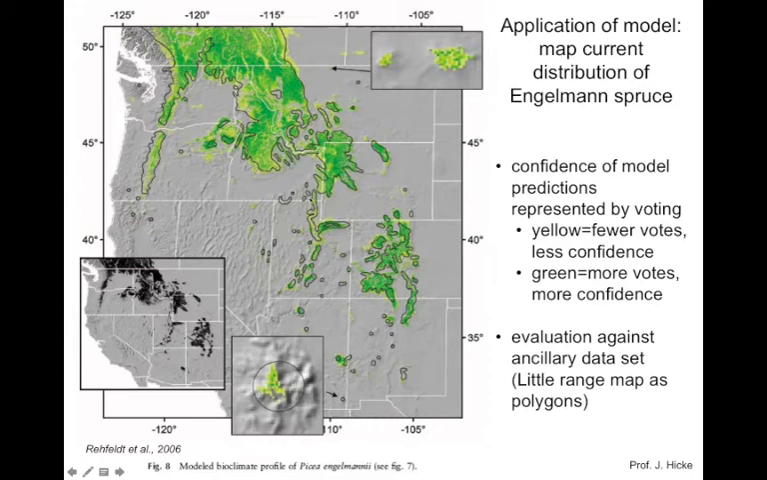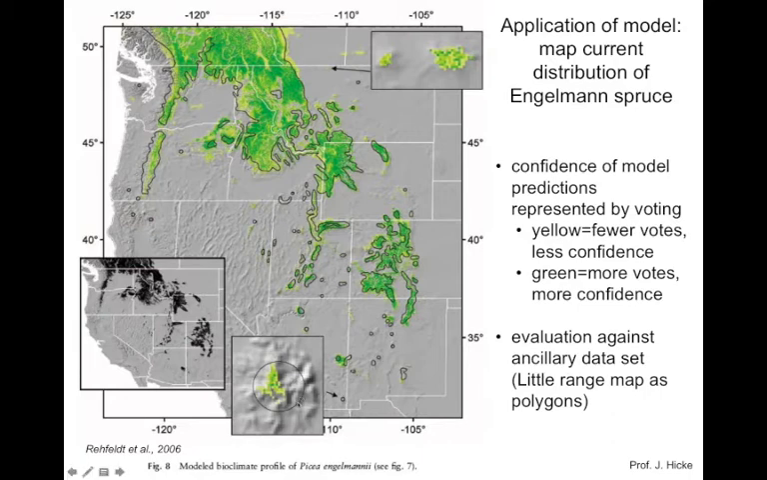And so what they did was they used an independent ancillary data set produced by a person named Little, who mapped the distribution of Engelmann spruce, and these maps are these gray polygons. So that's an independent check on the model, and the model does pretty good, as you can see. There are some areas that are missing.